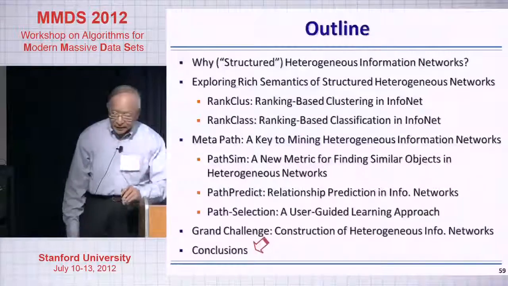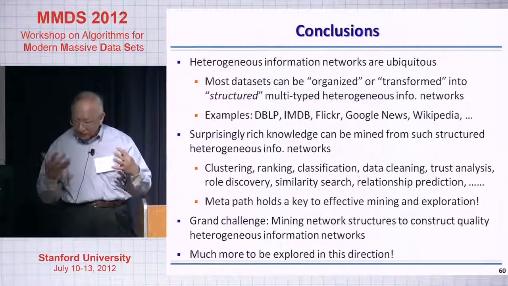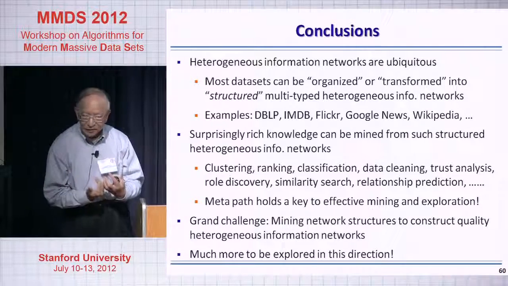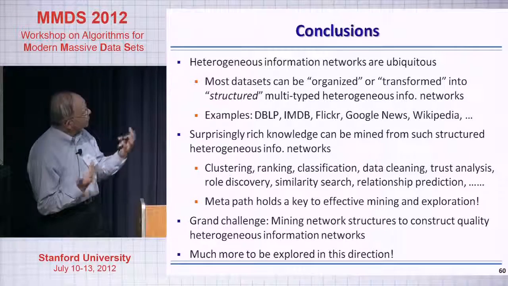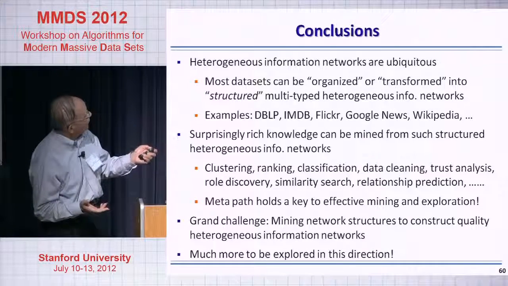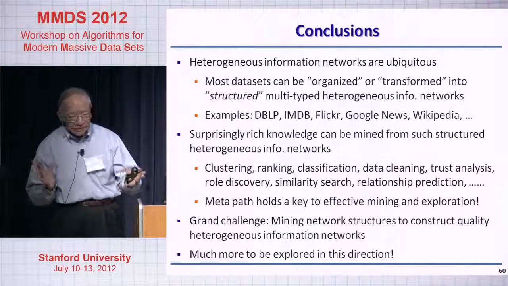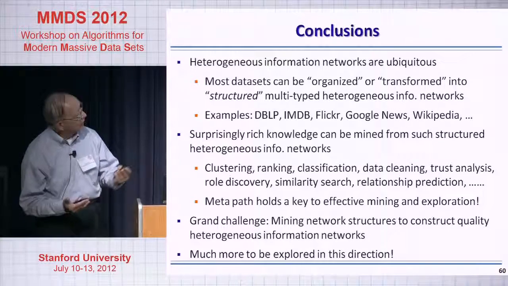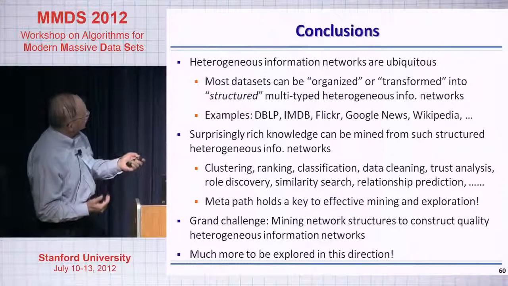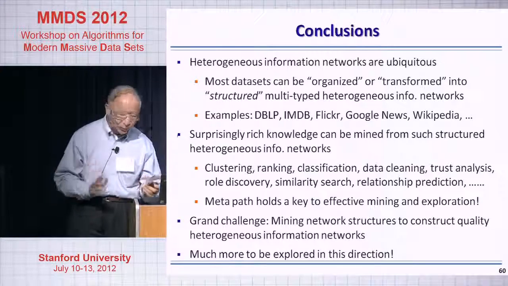Finally, I will conclude by saying structure is very important. Structure in a multiple-typed network gives you very rich knowledge you can explore. I just gave you a simple example using DBLP, Flickr, and IMDb data, but there are lots of real data sets we can do this with, like PubMed, Wikipedia, Google News. Of course, lots of things are not quite explored, and we think there are lots of grand challenges in this field.